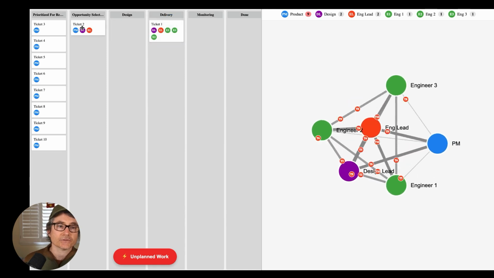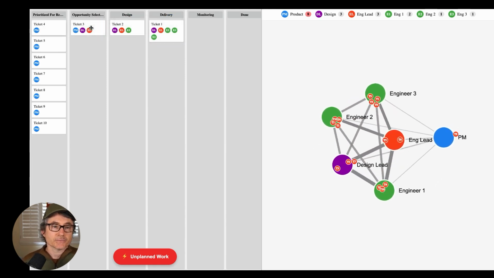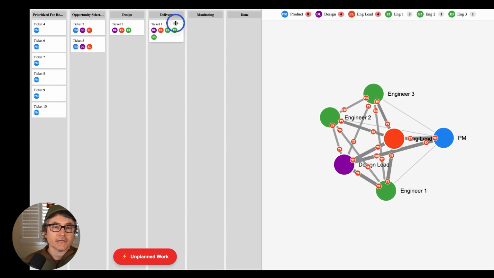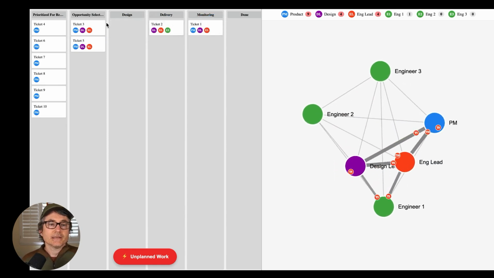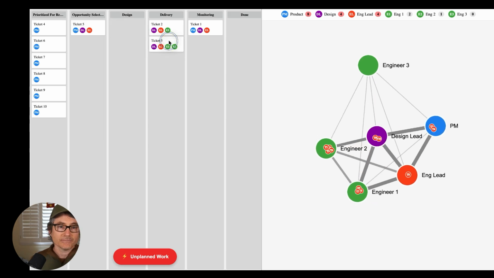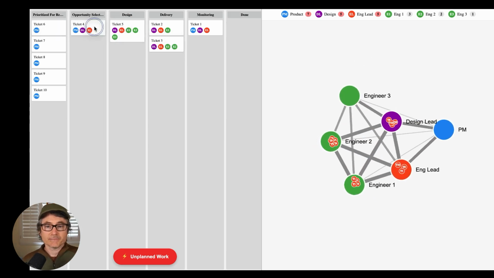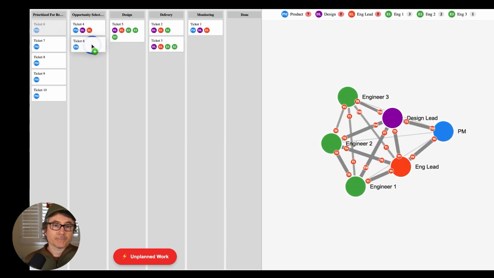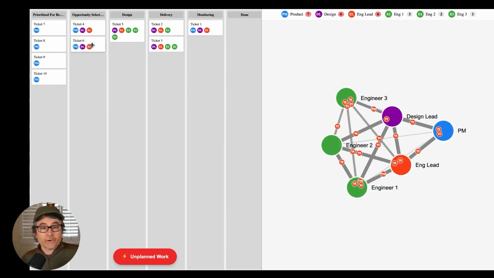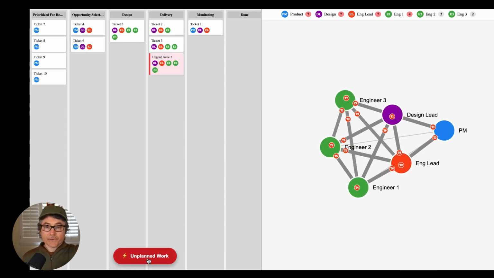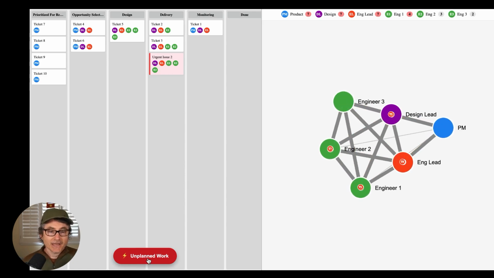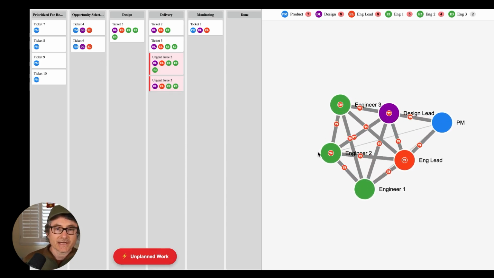Just keep moving these tickets across the board, and there's more and more things happening. Let's say at a certain point we start to have more items in delivery, more items in design, and more items in opportunity selection. And people wonder, wait, we don't have that much work in progress. What's going on? Well, everyone's involved with everything. That's the problem. Put one piece of unplanned work in. How about another piece of unplanned work? It's just disaster at that point.